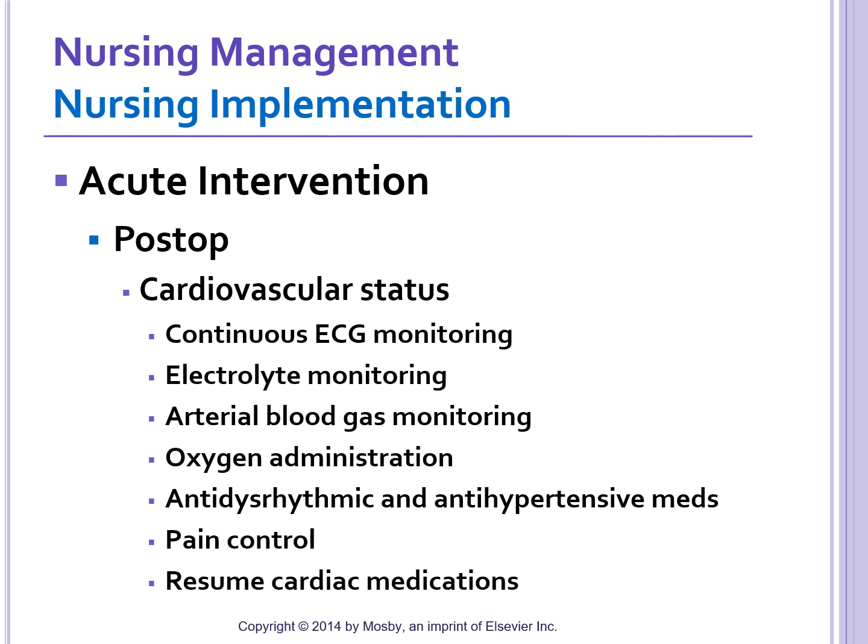So some of our cardiovascular monitoring: patients will likely have an arterial line to help monitor blood pressure more closely. Obviously, continuous ECG monitoring, antidysrhythmics and antihypertensive meds, along with medications to make sure their blood pressure stays sufficient. Pain control, and we do resume their cardiac meds quite readily as soon as they're able to. We also monitor their electrolytes quite frequently because they can have dysrhythmias from those electrolyte disturbances, so keeping on top of those.